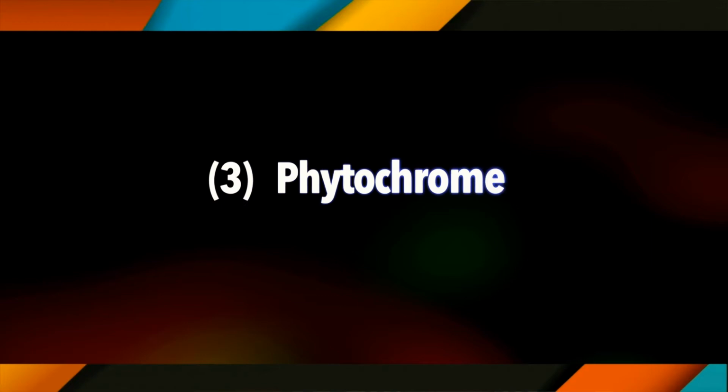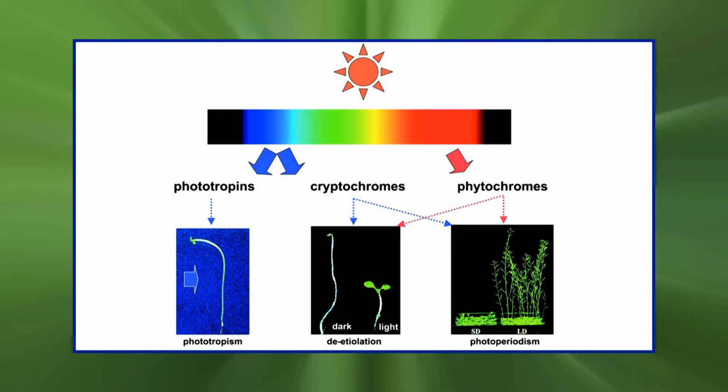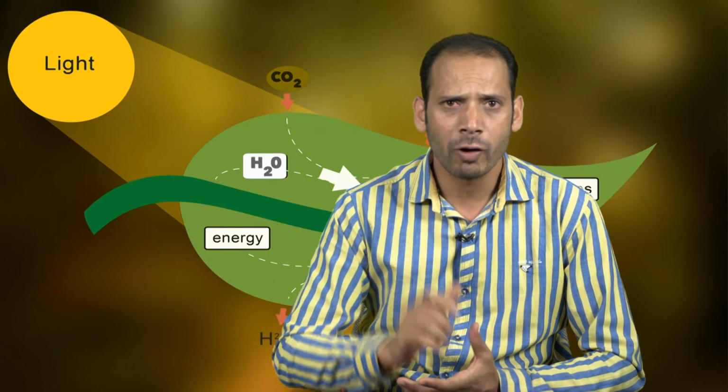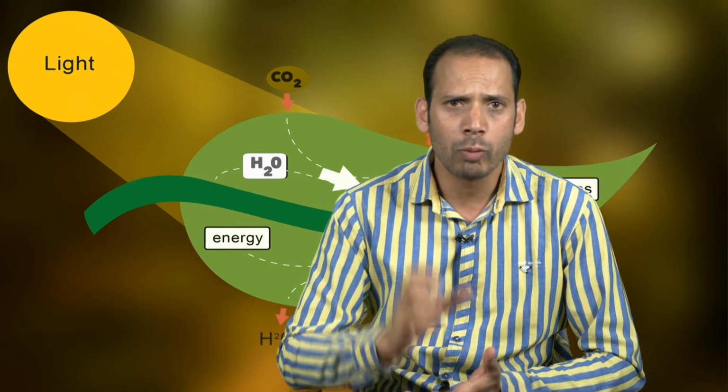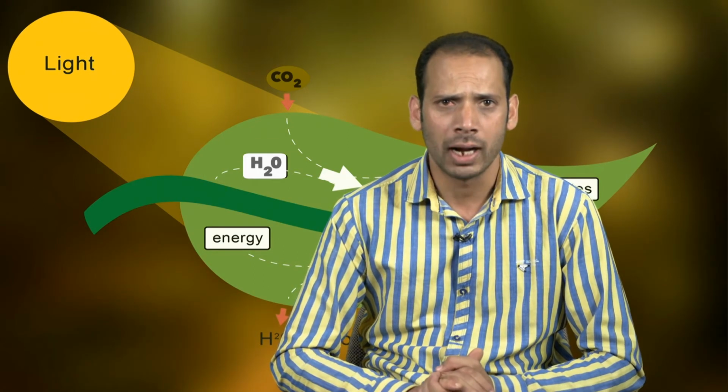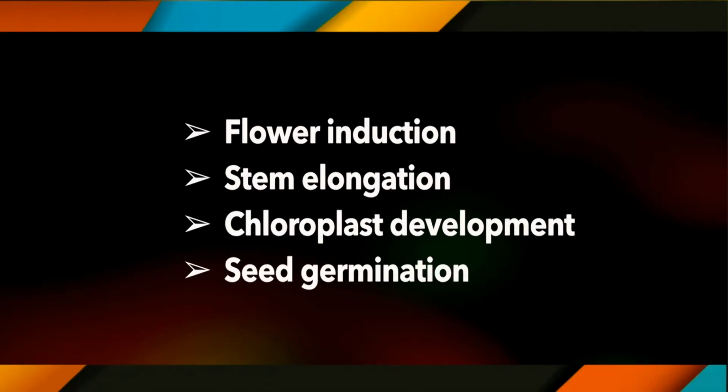Number 3 is phytochrome. This photoreceptor absorbs both in red and far-red spectrum of light. Red and far-red spectra of light are involved in phytochrome-mediated photomorphogenetic responses of the plants. These include flower induction, stem elongation, chloroplast development, seed germination, etc.